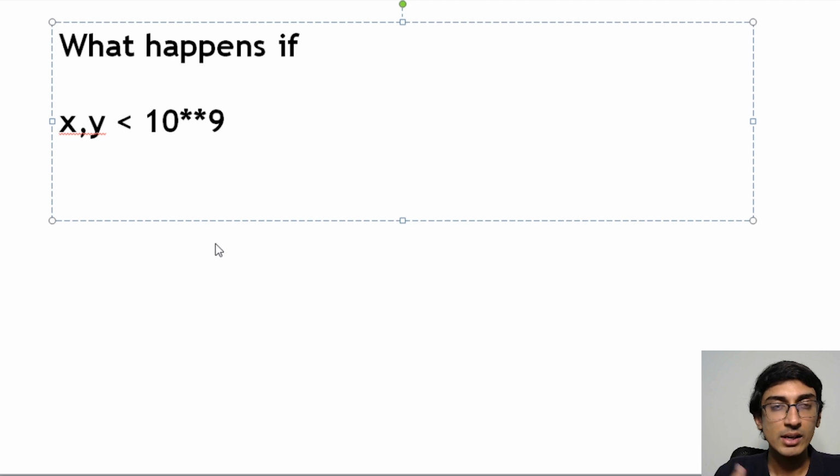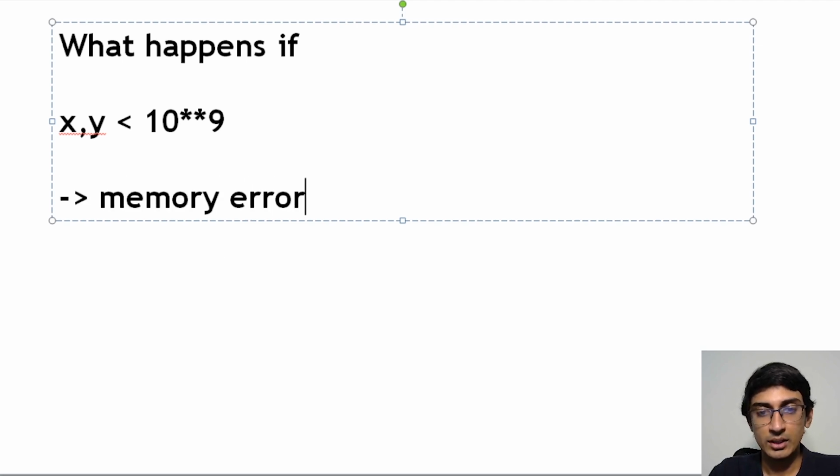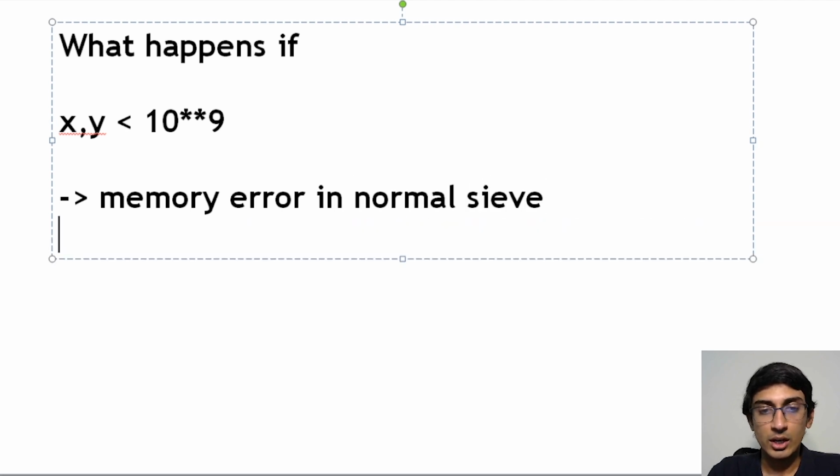This is a bonus part. If I go 10 raised to 9, you cannot use sieve to find out all the prime numbers up till 10 raised to 9, right? If you try to find out all of the prime numbers up till 10 raised to 9 using a sieve, you will get a memory limit, because more than 10 raised to 6, you cannot assign an array for that. So you have two options, right? You'll get memory error in normal sieve.